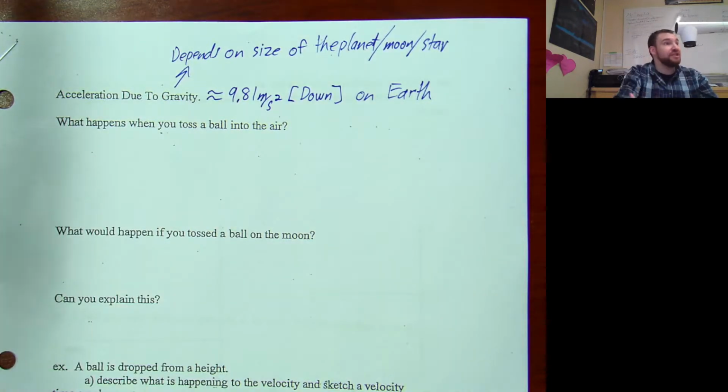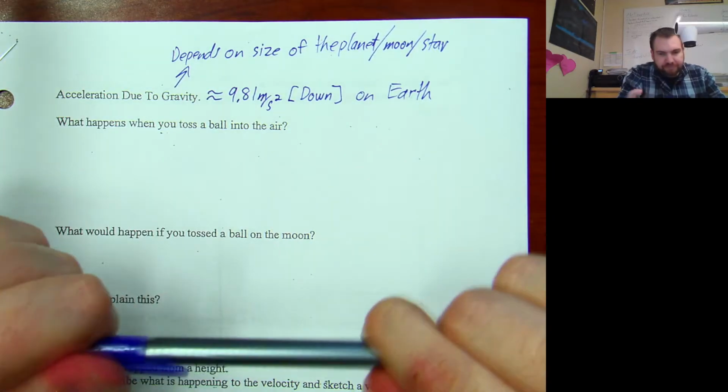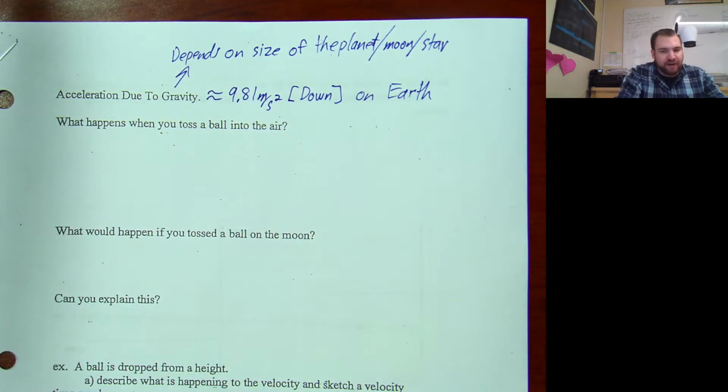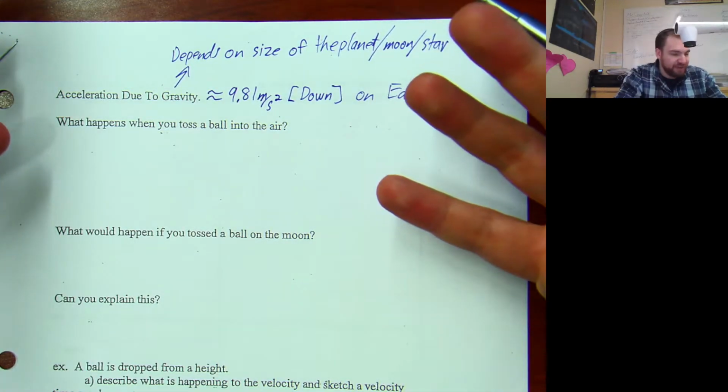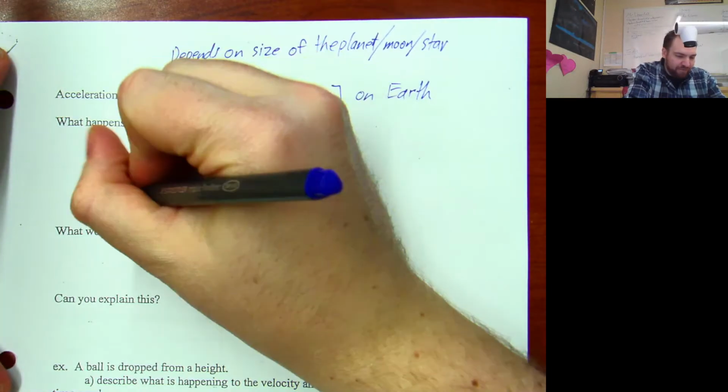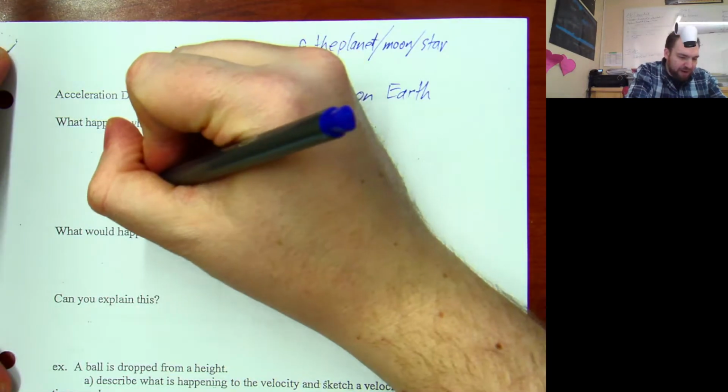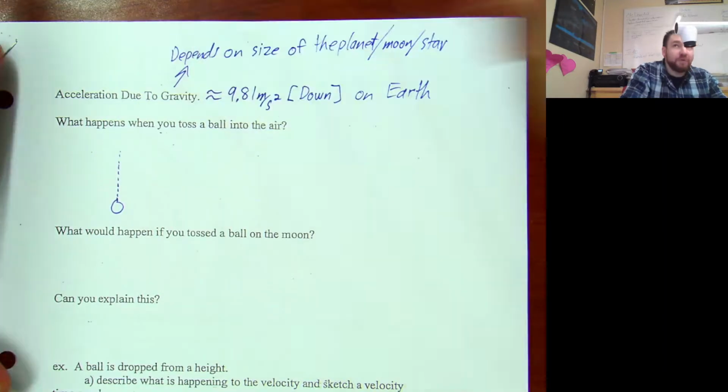But for the sake of this chapter, all we want to focus on is how gravity accelerates objects on or near the surface of Earth. So when you throw an object into the air, you guys already kind of talked about this. I've got an object here, and I'm going to throw it up. What's going to happen to this thing?